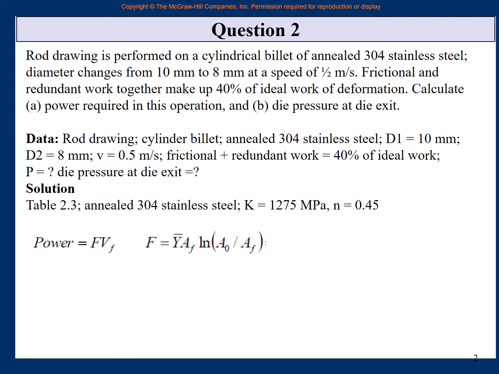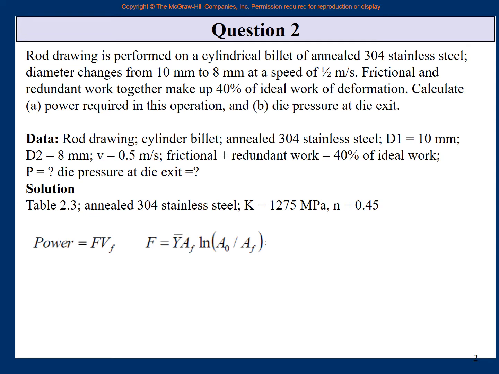Force in ideal drawing is Y bar A_F ln(A0/A_F). Remember, A0/A_F is also called capital R. I have directly written this, but if you want to find the ideal pressure, then that pressure will be Y bar ln R. That is the pressure. And when you multiply pressure by area, then you get the force. So this is it, right?